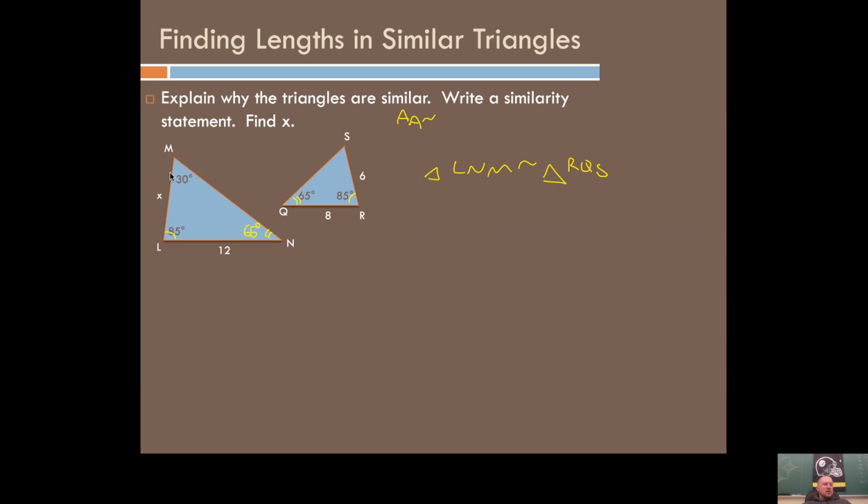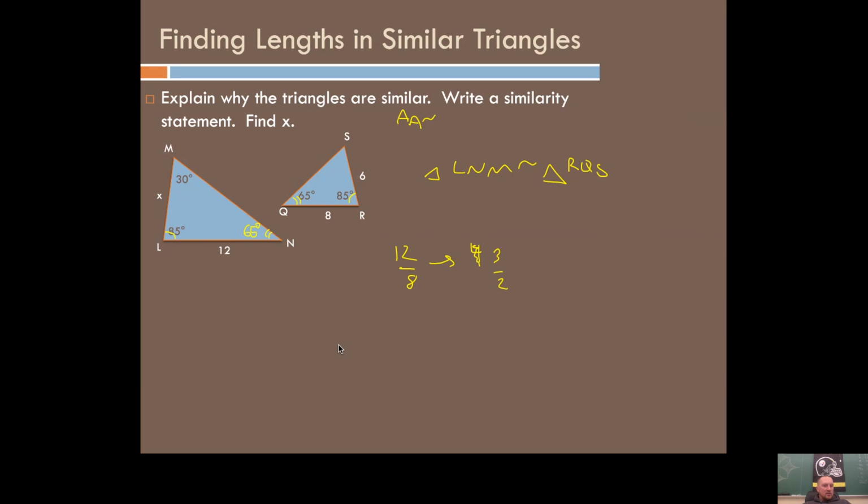Find the value of X, they say. We want to know how long this side is. Okay, well, I know these sides correspond because they're in between two pairs of congruent angles. So 12 to 8, we'll call that my scale factor. And I know that is just, 4 goes into both, 3 and 2 times. So the similarity ratio is 3 to 2. That means this ratio needs to be 3 to 2.